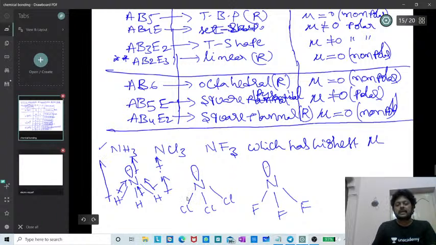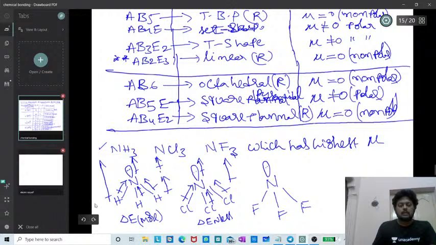But in this case, N and Cl, the electronegativity difference is very small. Nitrogen is 3.5, chlorine is 3, so the difference is very small. Here also the vector points upwards, but for NCl the delta N is less, and here delta N is more. That's why the resultant dipole moment will be like this. It is highest, and next highest is this one.